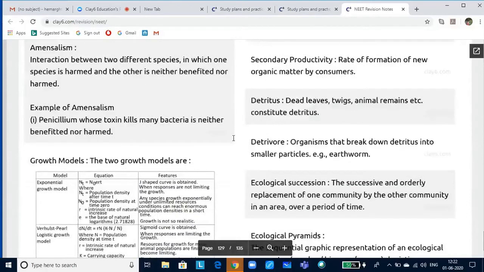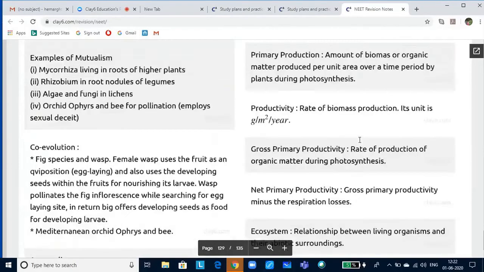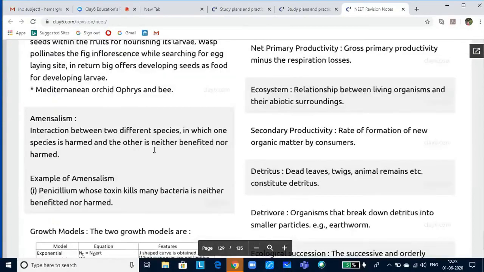Now, amensalism is an interaction between two different species in which one species is harmed and the other is neither benefited nor harmed. An example could be Penicillium, whose toxins kill many bacteria. Penicillium is neither benefited nor harmed. Penicillium is obtained from the fungus Penicillium notatum.